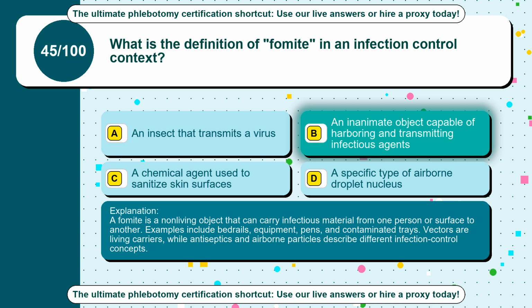Examples include bed rails, equipment, pens, and contaminated trays. Vectors are living carriers, while antiseptics and airborne particles describe different infection control concepts.